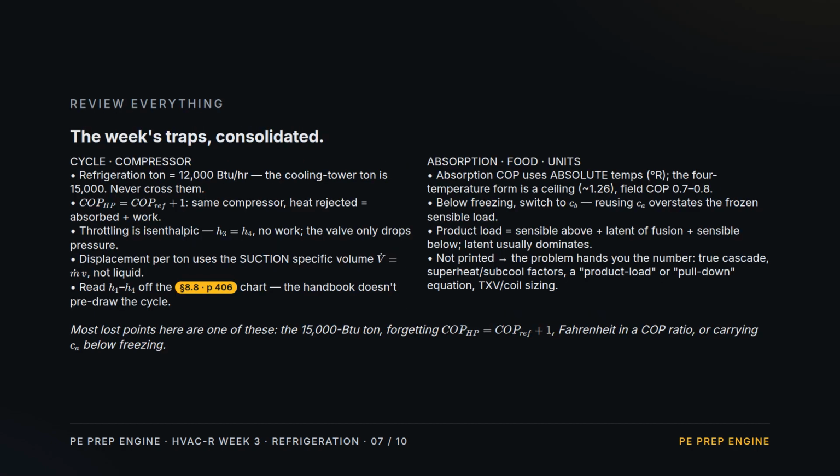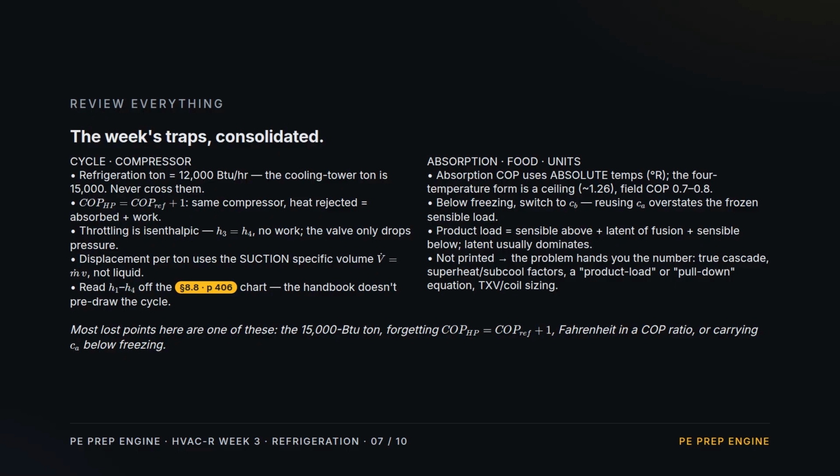The week's traps in one screen. On the cycle and compressor, the refrigeration ton is 12,000 BTU per hour, not the 15,000 cooling tower ton. The heat pump COP is exactly 1 more than the refrigeration COP. Throttling is isenthalpic, so states 3 and 4 share an enthalpy. Displacement rides on the suction specific volume, and you read the enthalpies off the chart yourself.